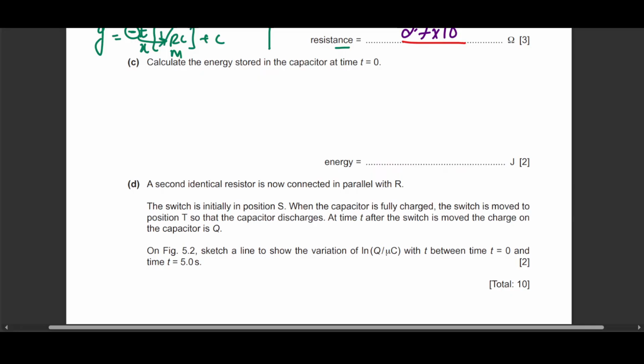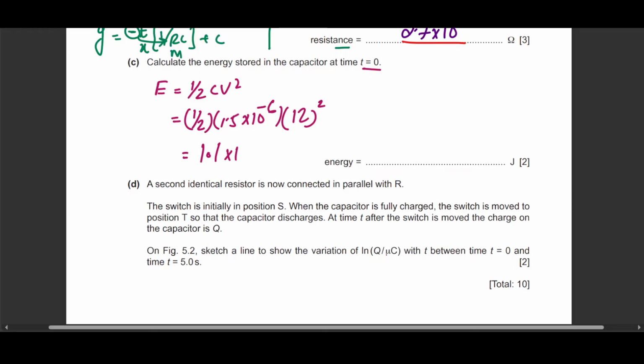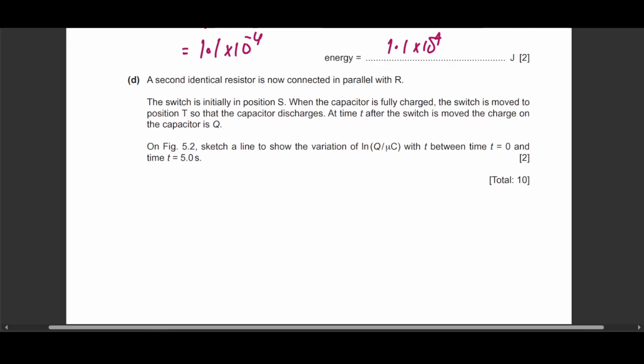the energy stored at time t0. Very simple question. So energy is equal to half CV squared. So 1 over 2 into capacitance is 1.5 power minus 12. Sorry, this is not minus 12, this is minus 6 probably. Yes, minus 6 into 12 squared. So this comes out as 1.1 into 10 raised to power minus 4. Very easy question.